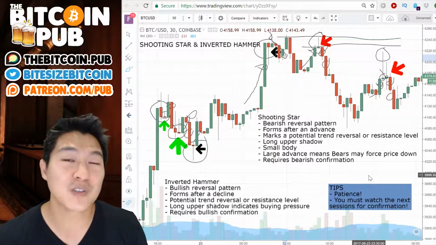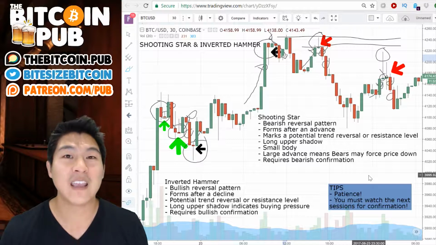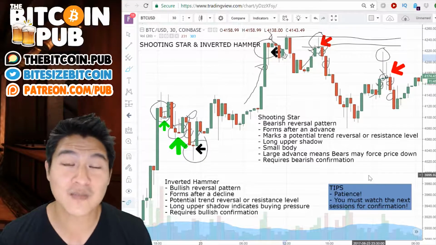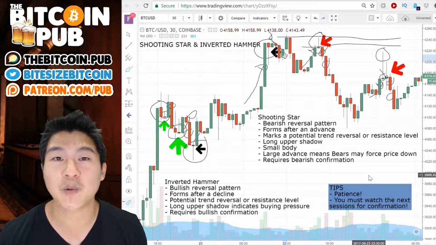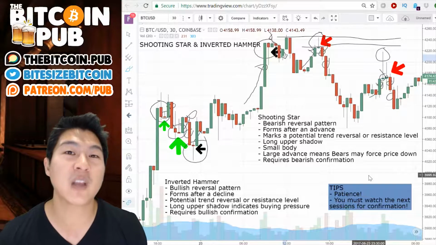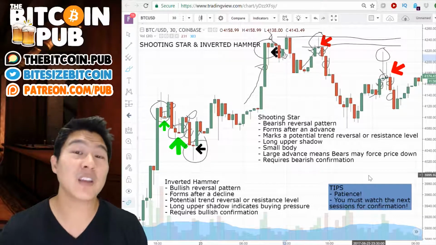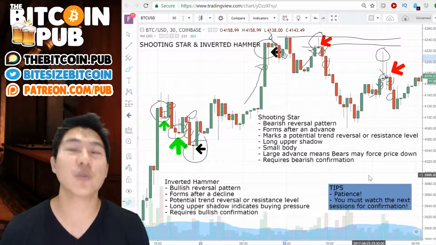I hope this tutorial was very simple and helpful, and the assignment today is pretty simple. See if you can find shooting stars. See if you can find inverted hammers in your favorite coin and see what happened with the trend. Did it reverse or did it not? And if you were to make a call on it, what would you have done?